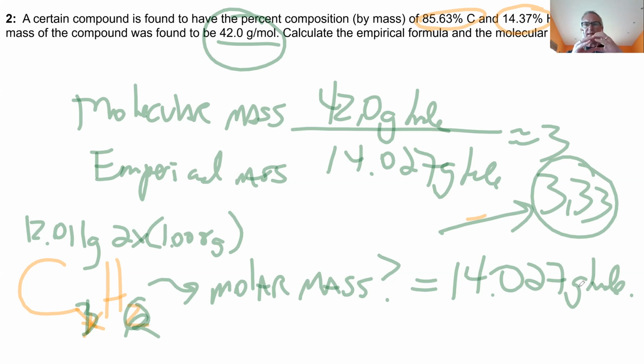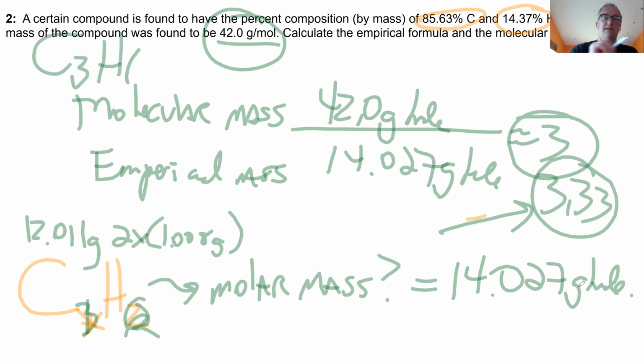You get the empirical formula, figure out what the mass of that empirical formula would be if you had a mole of it. And then there's going to be a ratio between the molecular mass and the empirical mass. That ratio tells you how much you multiply everything in the empirical formula by. So what's going to be our molecular formula if our ratio is 3? C3H6. Yep.